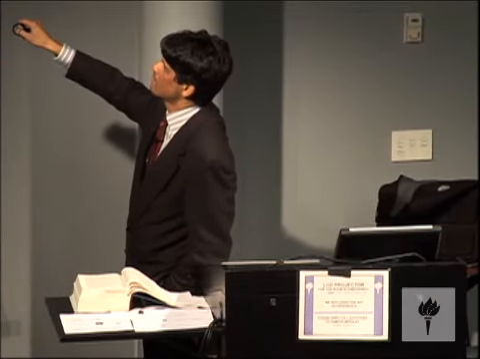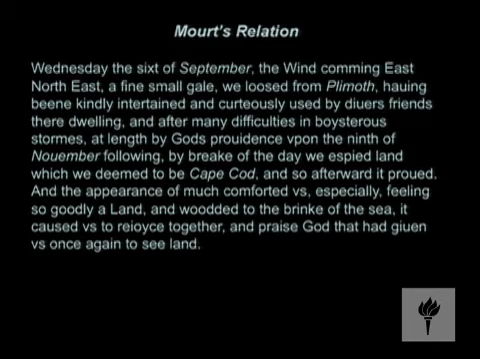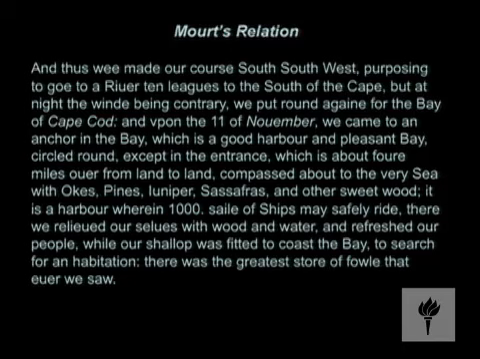Wednesday the 6th of September, the wind coming east-northeast, a fine small gale, we lose from Plymouth. The appearance of land much comforted us, especially feeling so goodly a land, wooded to the brink of the sea. It caused us to rejoice together and praise God that had given us once again to see land. And thus we made our course south-southwest, purposing to go to a river 10 leagues to the south of the Cape. But at night, the wind being contrary, we put round again for the Bay of Cape Cod. And upon the 11th of November, we came to an anchor in the bay, which is a good harbor and pleasant bay, right? And we see all the stuff here.